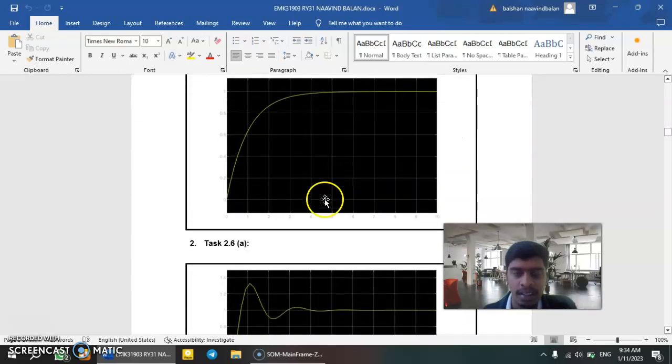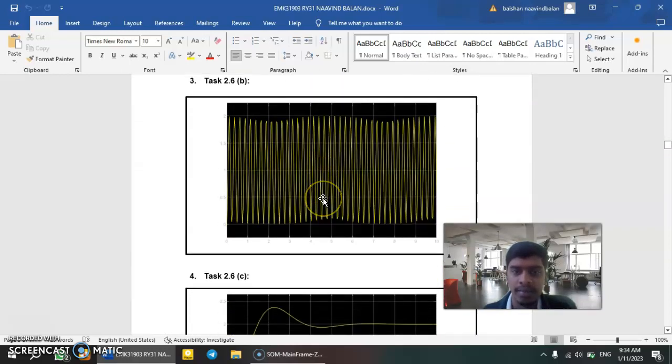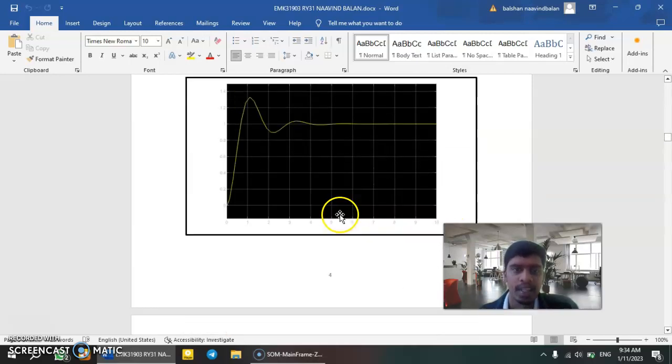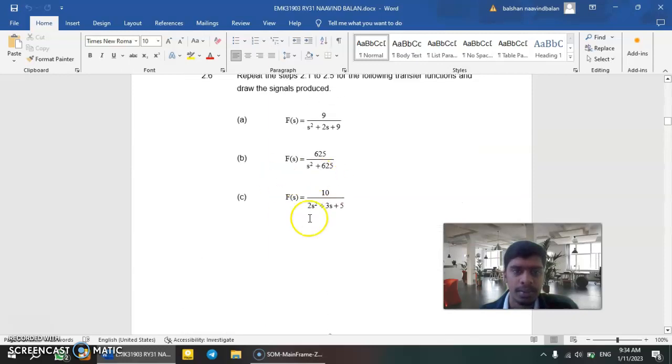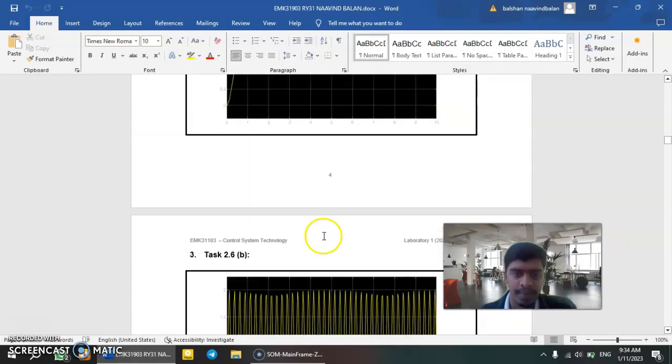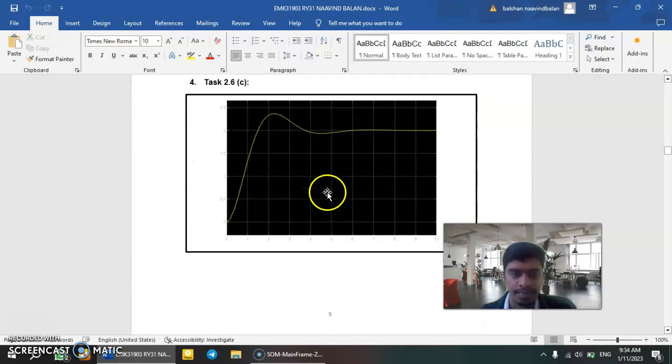For the 125, it will be very close in every wave, so it will ripple like this. Once the transfer function settles, then we can see the steady state response. The same goes to the 10 over 2 s square plus 3s plus 5. So the output is like this.